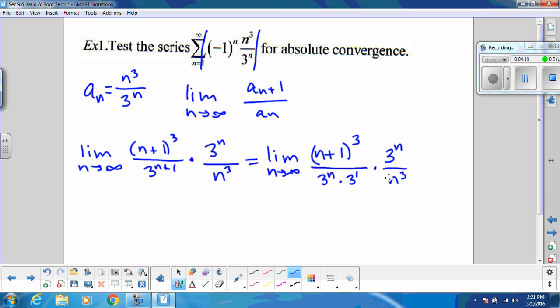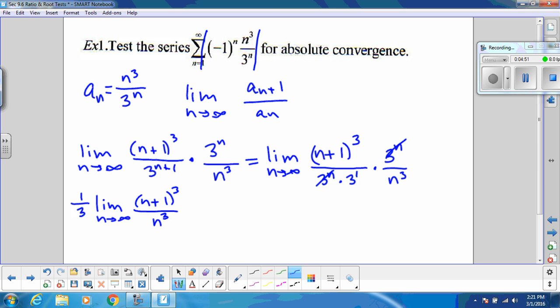So what I'm seeing is that the 3 to the n's cancel. And really, all I'm doing is taking the limit. This is 3 in the denominator, so I'm going to bring that constant out of my limit. So that's going to be 1/3 times the limit as n approaches infinity of n plus 1 to the third power over n cubed.